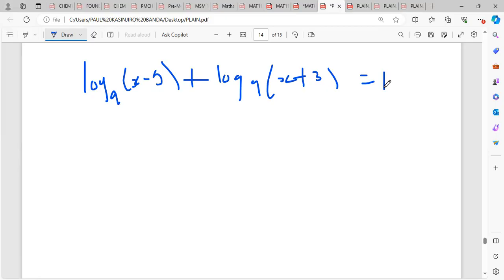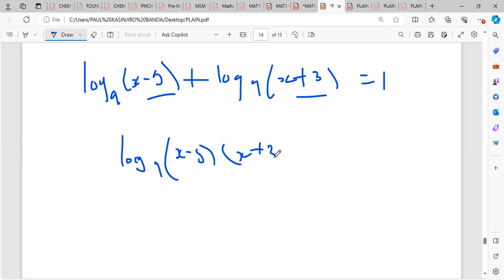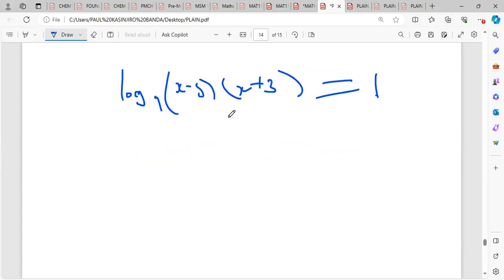Here we just use the laws of logarithm. When you're adding logs with the same base, it simply means you're multiplying whatever is here and there. So writing it as one log, it will be log 9 of (x minus 5) multiplied by (x plus 3), is equal to 1.